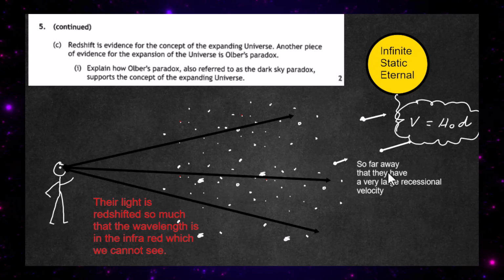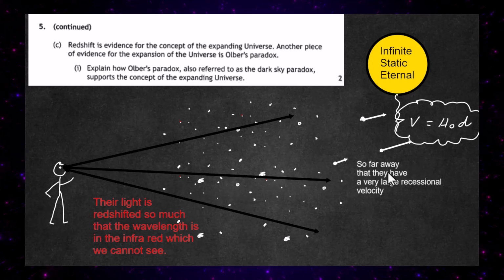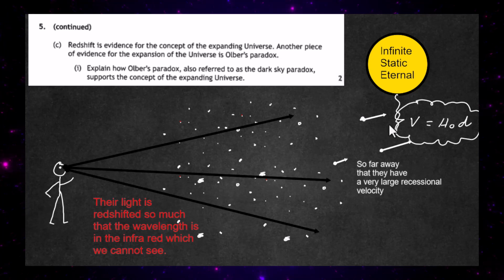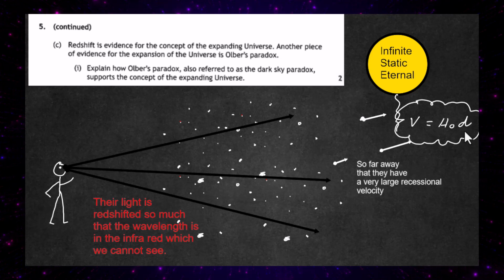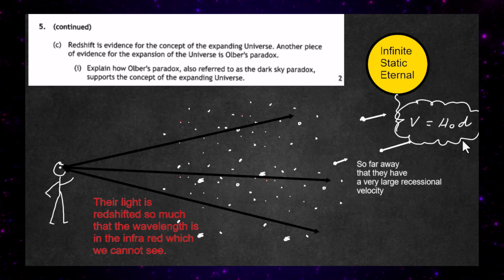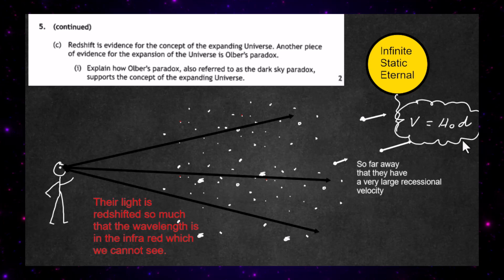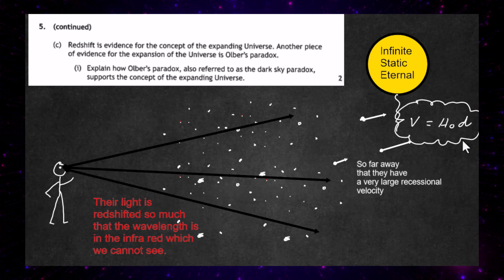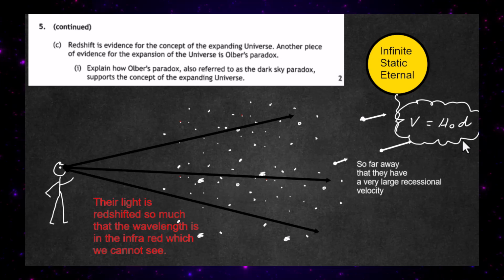But that's because we believed there was an infinite, static, eternal universe. Hubble and the rest of the people came along to discover that the universe is actually expanding, and the stars far out in the universe that are moving away from us are going to have a big recessional velocity because their distance is so great. That big recessional velocity stretches the wavelength of light they emitted into the infrared region, and therefore we cannot see them, and therefore it's dark. And that's why we see a dark sky at night, because quite simply we can't see those other stars.